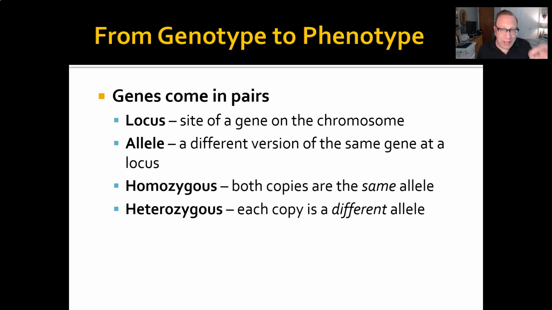Locus is the location of that gene on the chromosome. That specific location. That gene for X trait will always be in that same location on every chromosome that's supposed to carry it. When you have two chromosomes that both have the same version, the same alleles of a gene, we call them homozygous. When you have different alleles, it's called heterozygous.